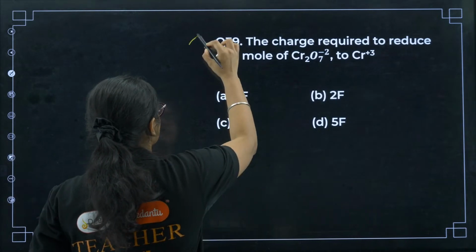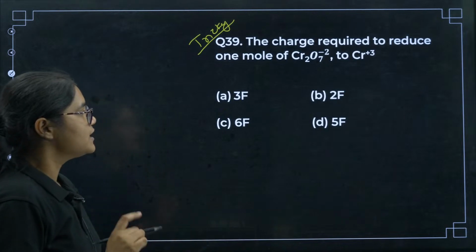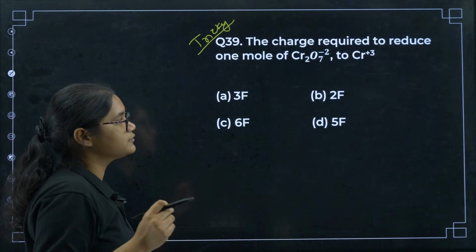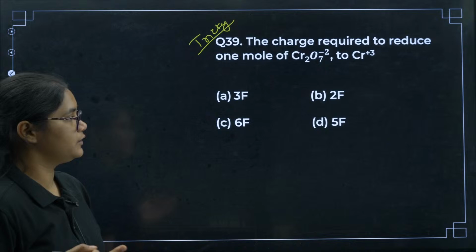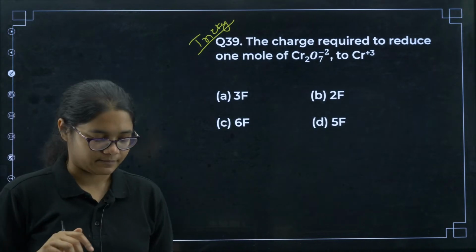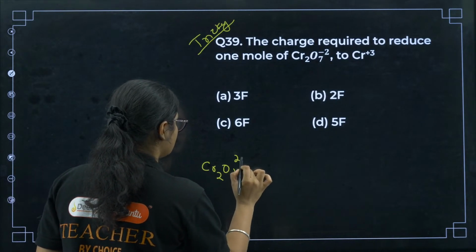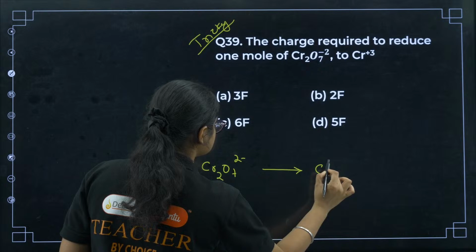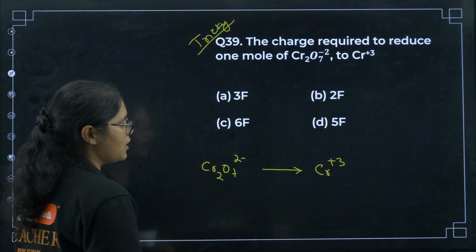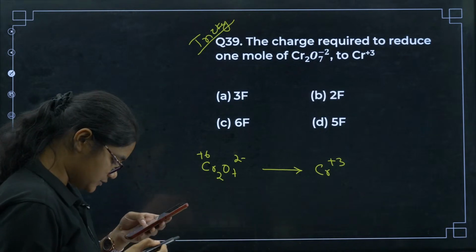This is a very tricky question. Let me see who's answering correctly here. The charge required to reduce 1 mole of Cr2O7 2 minus to 2 Cr3 plus. Very, very important question. You have 1 mole of Cr2O7 2 minus to 2 Cr3 plus. Here the charge is plus 6. Here it is plus 3. How much charge will be required?